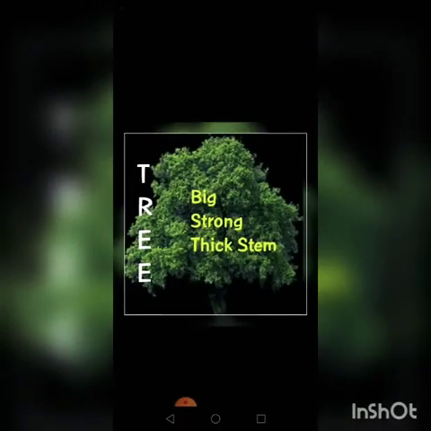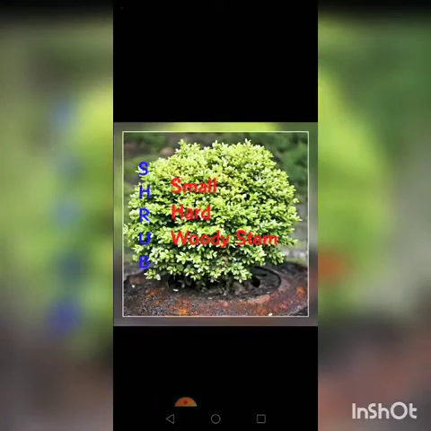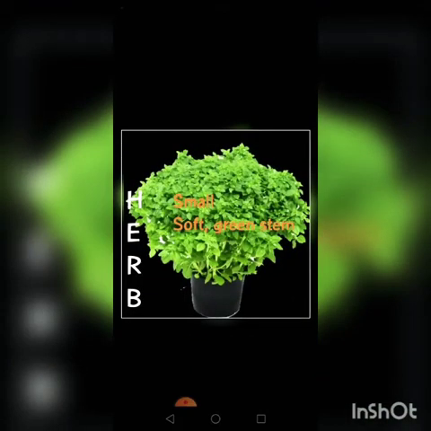The next one, they are called herbs. Herbs are small plants. They have soft, green stem. You must have seen mint, coriander, grass. They are all herbs. So, what did we learn? We learned a tree, coconut tree, mango tree, apple tree. Then we learned what's a shrub. Rose, tulsi, they are all shrubs. Then herbs, coriander, mint, grass.